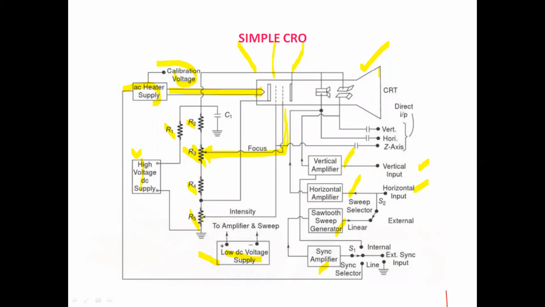Similarly, look here, the R5 resistor is also a potentiometer. This potentiometer is connected to the pre-accelerating anode. To change the intensity of the waveform, we use the R5 potentiometer.